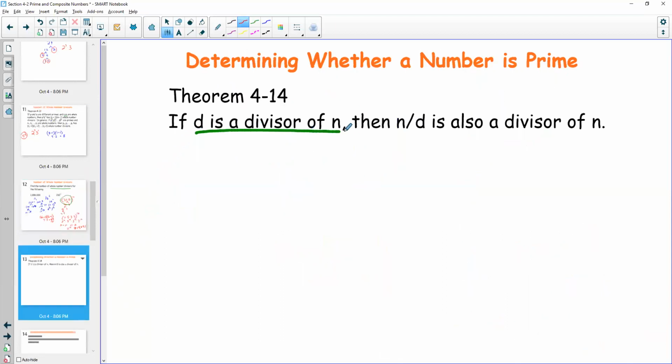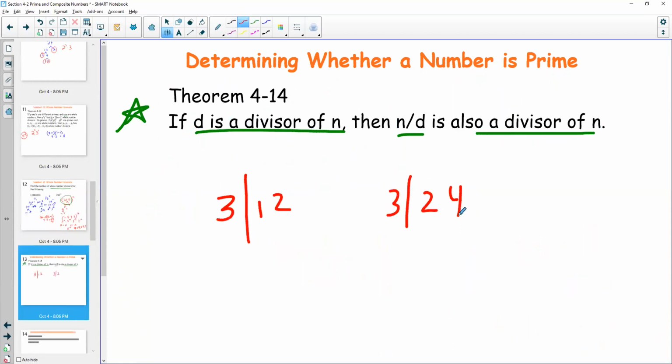If D is a divisor of N, then N divided by D is also a divisor of N. This is a rule we actually saw in the last, in 4.1, just written a little differently. This is where it says that if, remember, 3 divides into 12, 3 also divides into 24. 3 also divides into 36. 3 also divides into 48. It divides into multiples of that, okay?